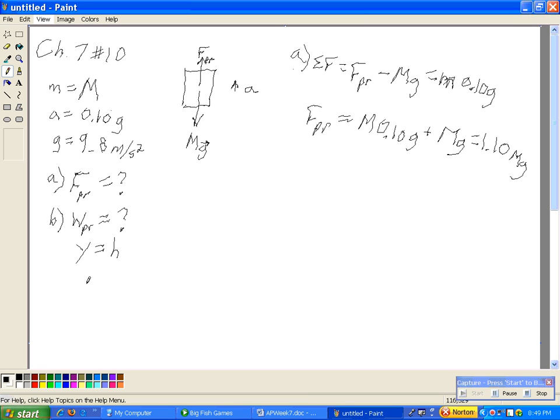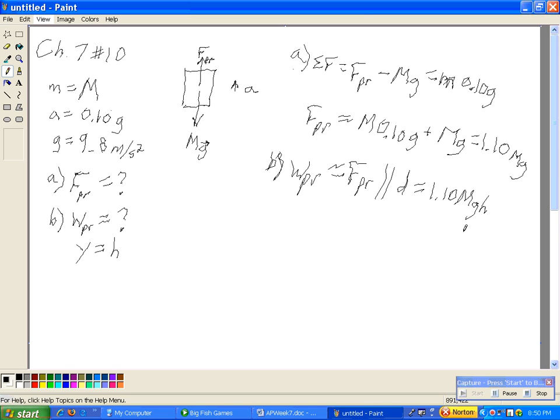Let's do part B. What is the work done? Well, the work done by the propeller is the force by the propeller, that's parallel to the displacement, and that is 1.10 mg times the displacement, which they give us is h. So we'll put that instead of displacement.